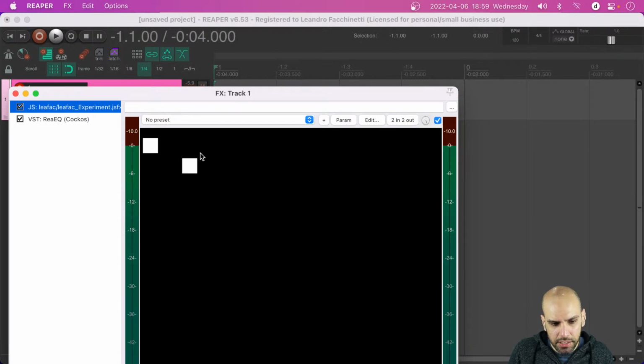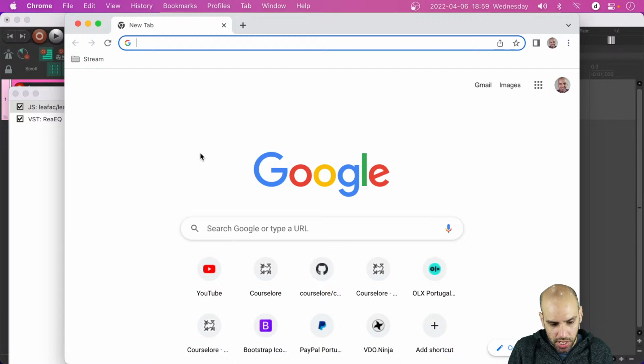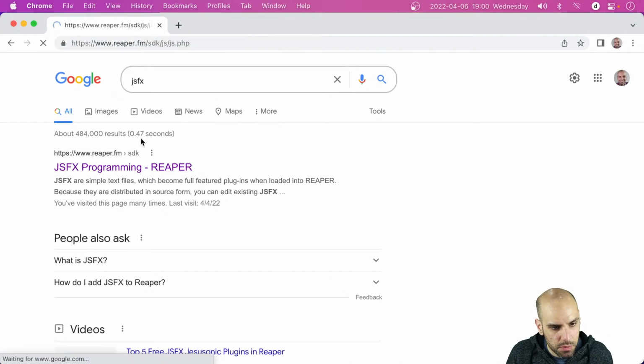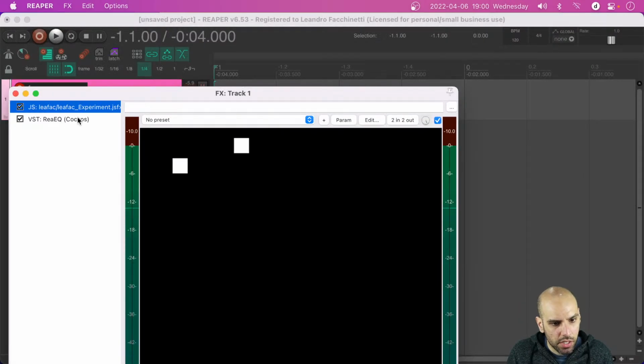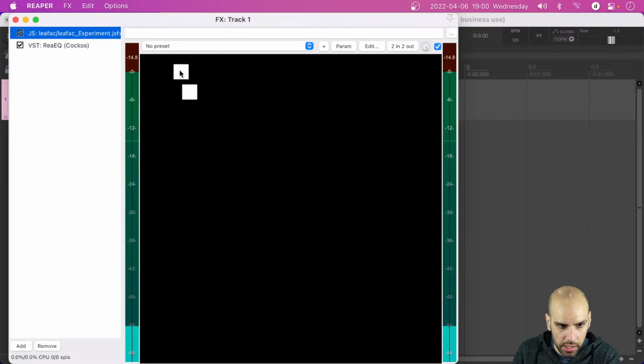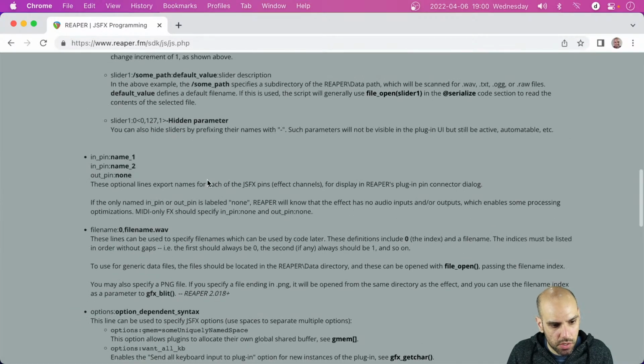So I don't think there is an API for this. There are ways for you to ask JS effects to keep running your GFX block even if the effects is not running. So let's see if this makes any difference. So coming back here, as you can see, they're out of sync, and when I come out, it stopped running the GFX block. I come back, they are now in different positions. So let's investigate the options that we have here.